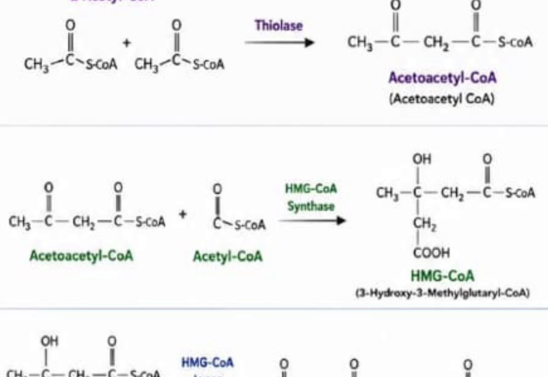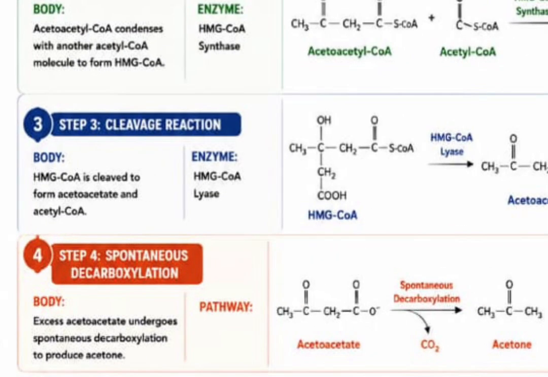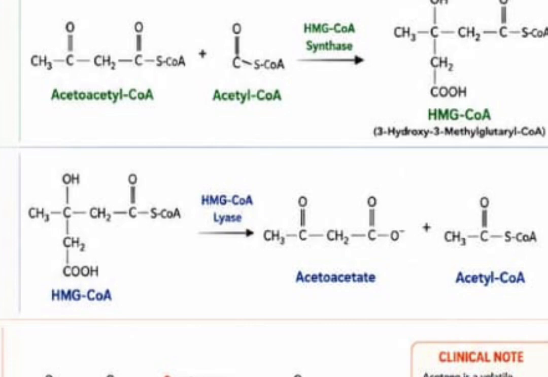Now when I've got HMG-CoA, what will happen? I can cleave the reaction, now using what we call HMG-CoA lyase. So if I use HMG-CoA lyase, I will cleave HMG-CoA. Then I'll get acetoacetate and acetyl-CoA. Lyase is a class of enzyme, the 4th class of enzyme.